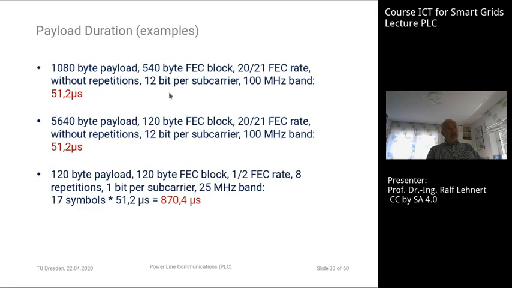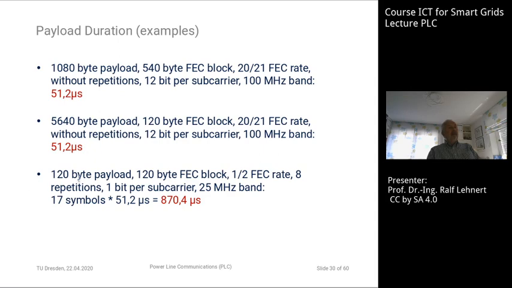So that means some examples for the payload duration. Let us assume that we have a 1080 byte payload. Then we typically have 2 FEC blocks of the longer size, and having a good channel, that means a very small overhead without any repetitions. And if we can use, in the case of a good channel, 12 bits per subcarrier, then in the 100 megahertz band, or let's say 80 megahertz band, we have a payload duration of this size.